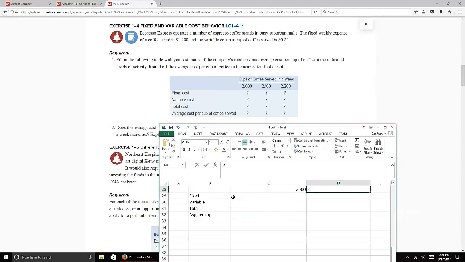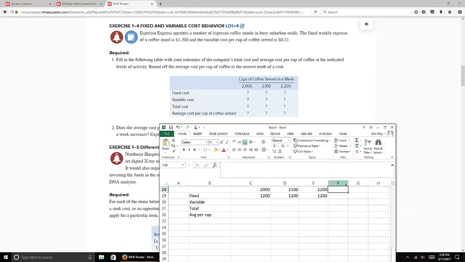And we're going to do that at 2,000, 2,100, and 2,200 cups. So fixed cost, we only have one to worry about. It said the fixed weekly expense of the coffee stand, we'll just assume that's, say, rent, is $1,200. So at 2,000 cups of coffee served in a week, that's going to be $1,200. At 2,100 cups of coffee, that's going to be, you got it, $1,200. And at 2,200 cups, that's going to be, you got it, $1,200.